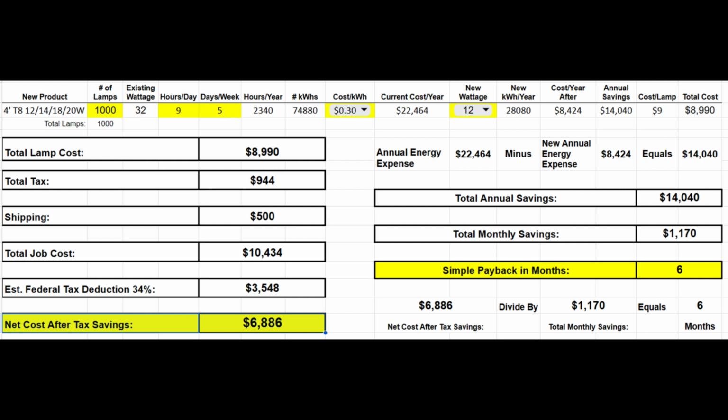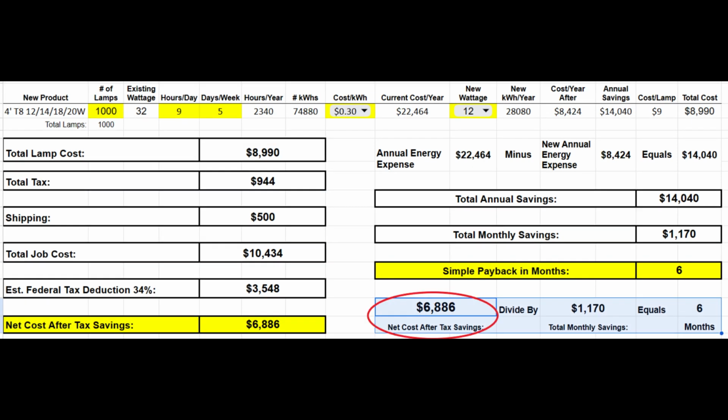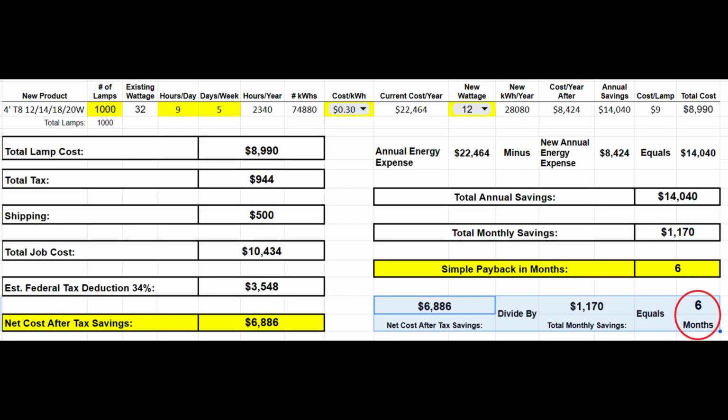That's the amount that we need to figure out how long it's going to take them to pay back via their savings. To get the simple payback, we take the net cost after tax savings of $6,886 and divide it by the total monthly savings of $1,170, which equals a simple payback of 6 months. As you can see, that's highlighted on the far right of the screen. This seems like a no-brainer investment.